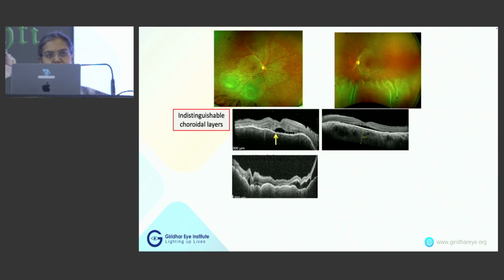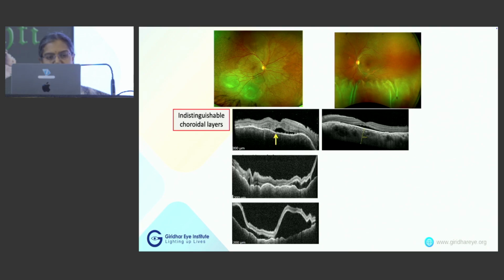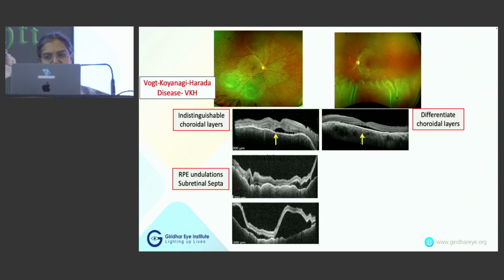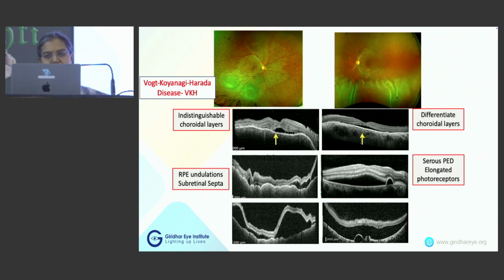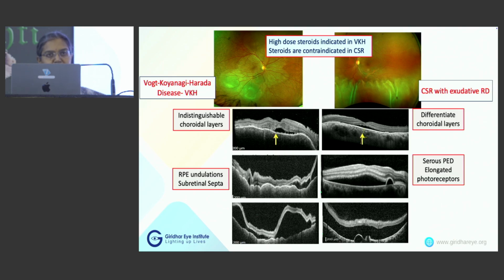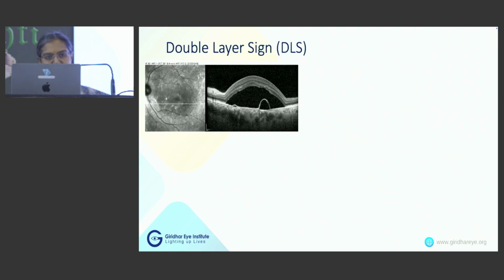There is significant RPE undulation and subretinal septa, all suggestive of VKH disease. Whereas in the second case, we can differentiate the choroidal layers. There is PED and elongation of the photoreceptors, all suggestive of CSR with exudative RD. It is very important to differentiate these two, and for that OCT is extremely useful, because high-dose steroids are a must in VKH, whereas they are absolutely contraindicated in CSR.